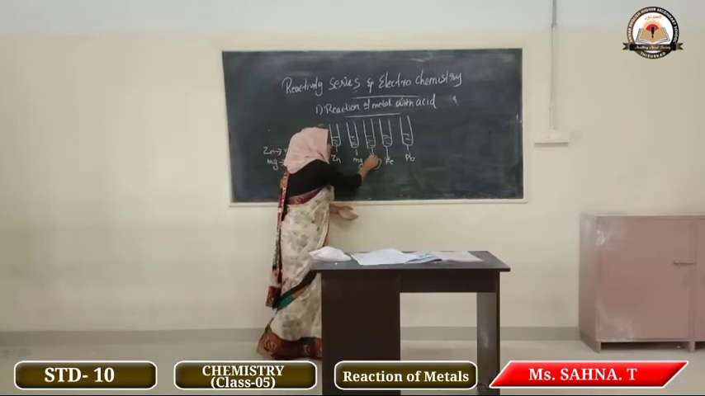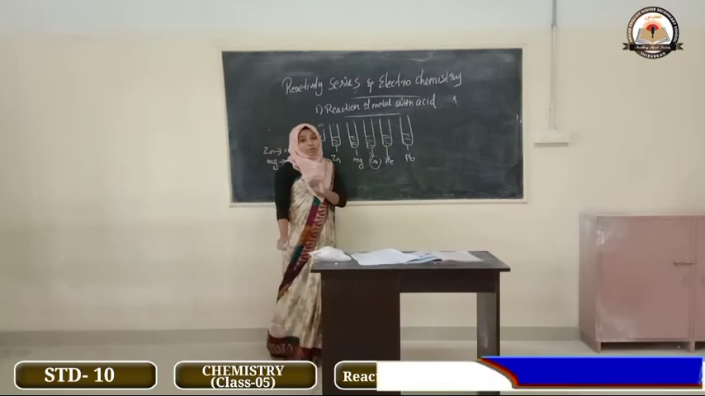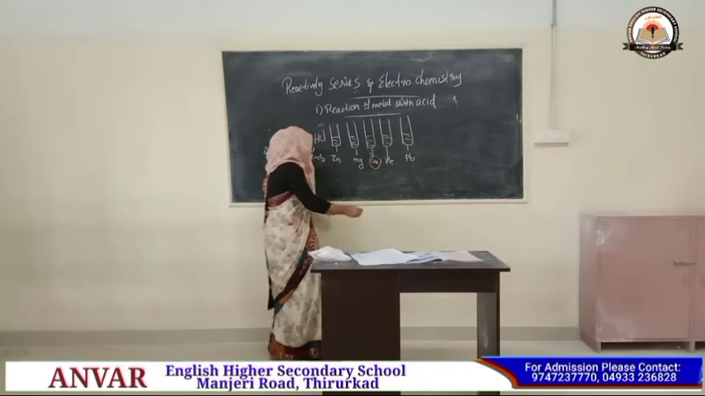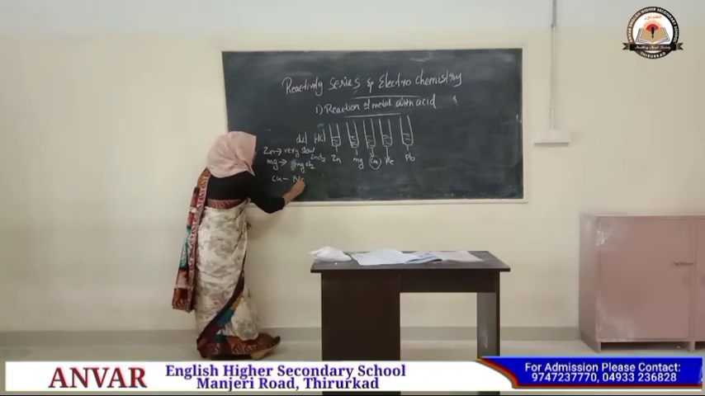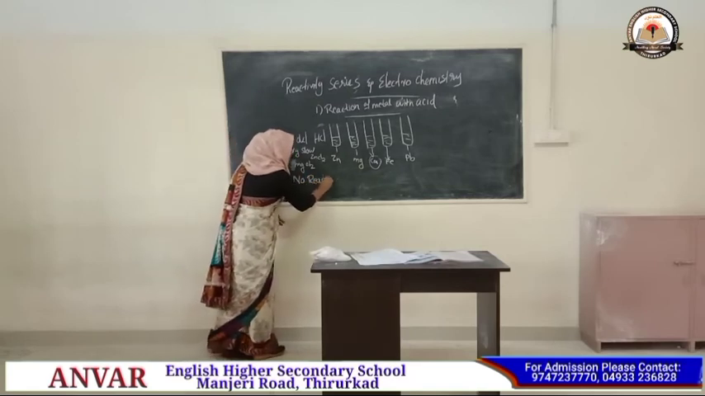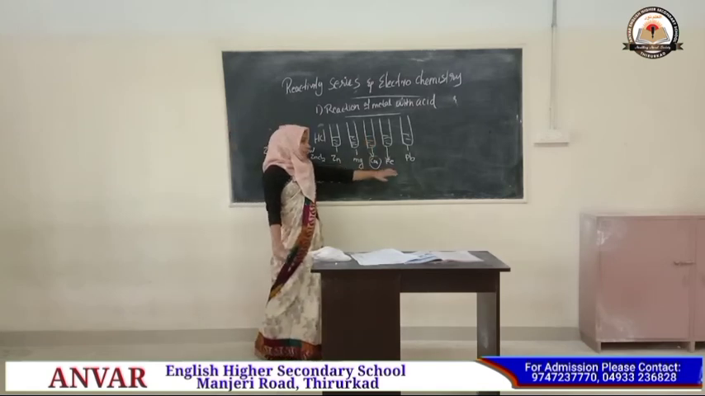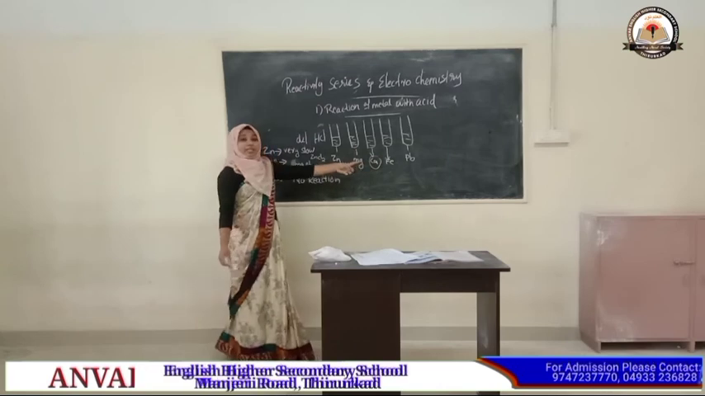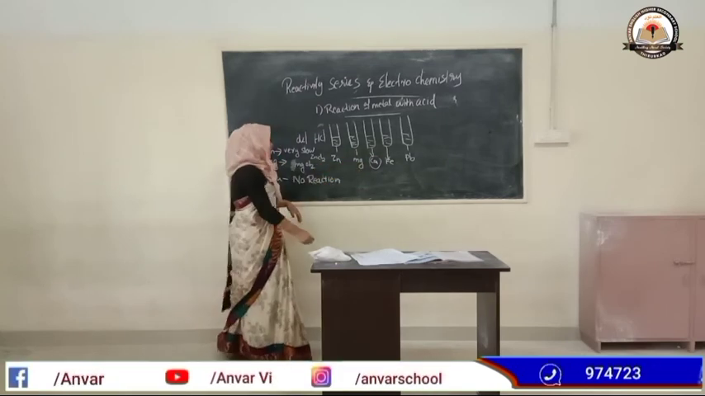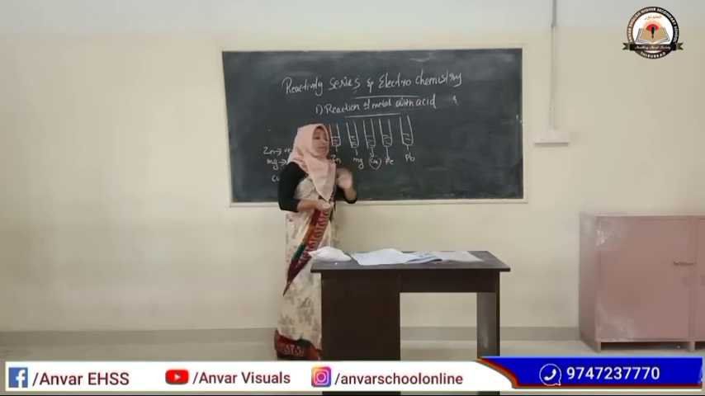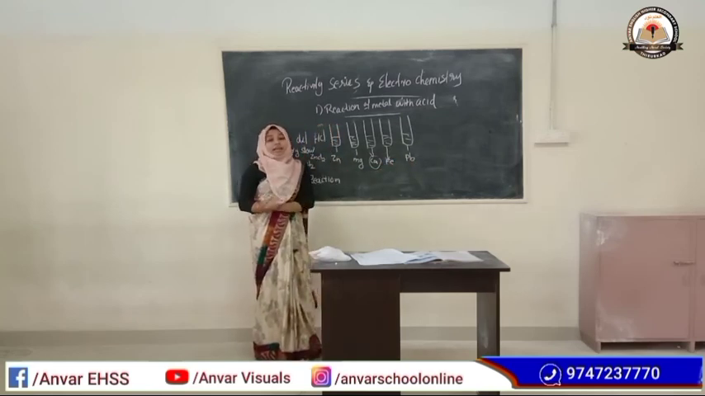But copper does not react with dilute hydrochloric acid. No reaction takes place in the third test tube. Copper does not react with hydrochloric acid. But in the fourth test tube, which metal do we take? Iron. Iron reacts with hydrochloric acid. But in the last test tube we take lead. Lead reacts very slowly with hydrochloric acid.